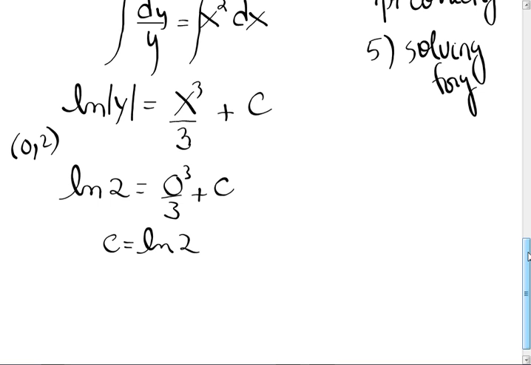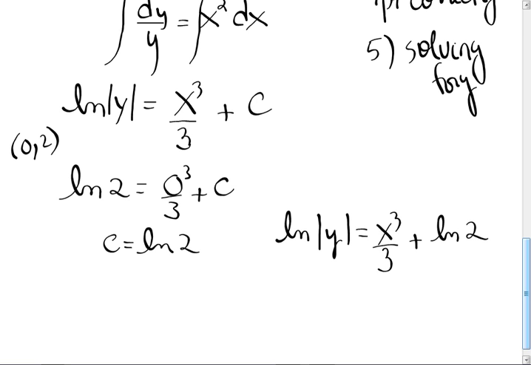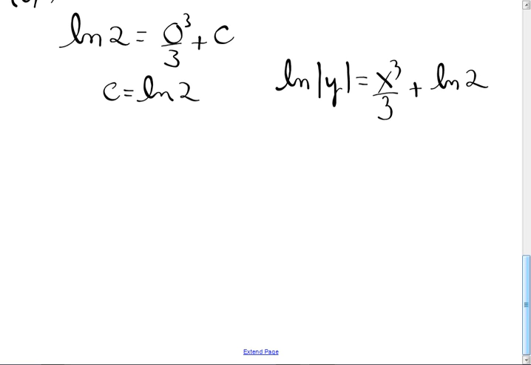Okay, so here's what you have: the natural log of the absolute value of Y equals x cubed over 3 plus the natural log of 2. I need to solve for Y. How am I going to do that? Exponentiate each side. It's e to this power, and it's e to that side. Can I make it e to the x cubed over 3 plus e to the log of 2?